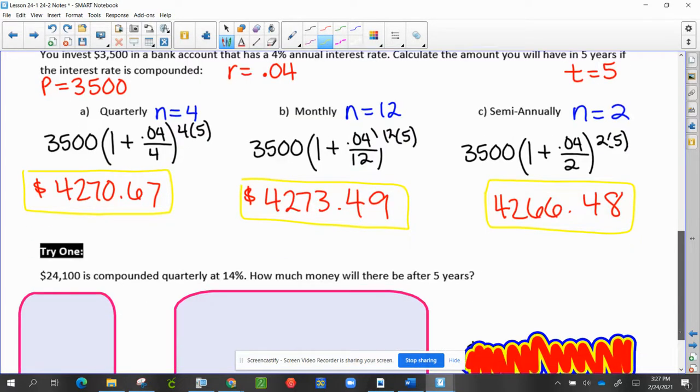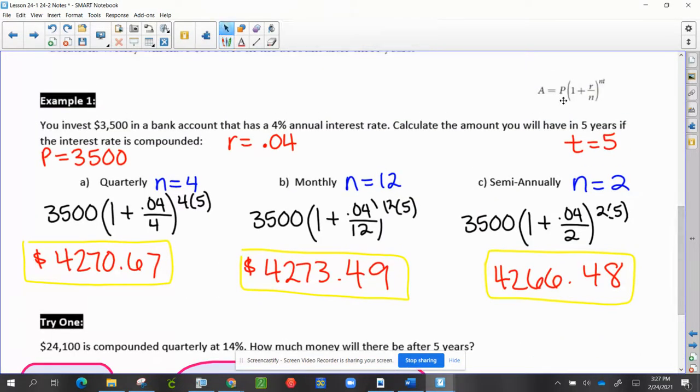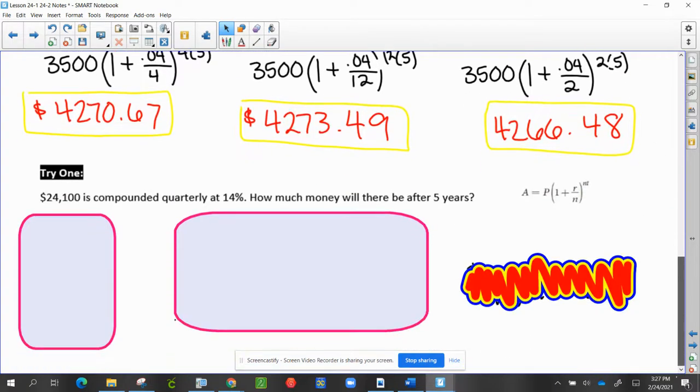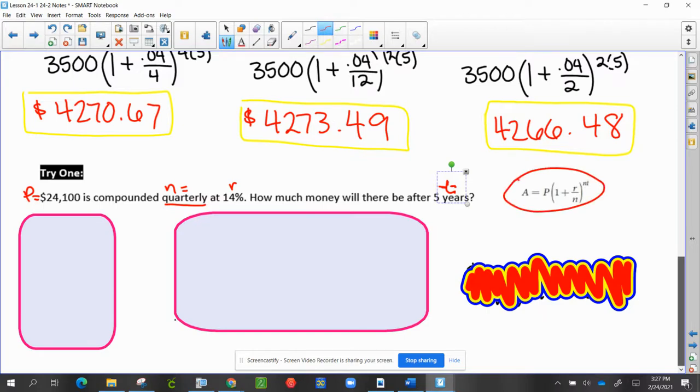Okay. So I'm going to have you guys try one. I'll move the formula down for you so you can see it on my screen. Okay, but you have $24,100. It's compounded quarterly. So quarterly is telling you your n. So quarterly means how many times a year. At 14%, so make sure you change that to a decimal for your rate. How much money will you have after 5 years? So there's your time, your t. And remember, the money you originally invested, that's your principal. So go ahead and plug that into your formula, okay, and see what you get.